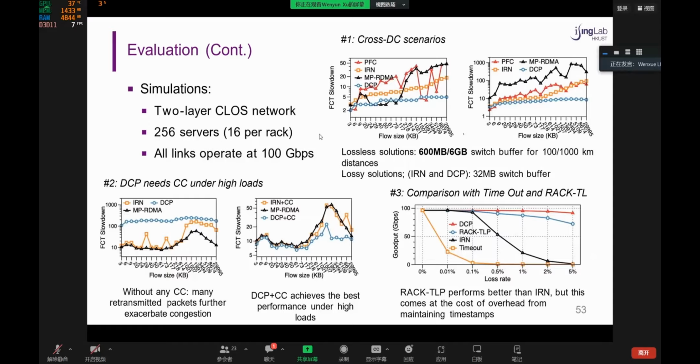So on average, the PFC performance is worse than RRN. I think it's straightforward, because a lossy solution is more friendly in a lossy scenario, in a long distance scenario. I see. Okay. I think there's a question from the other audience.